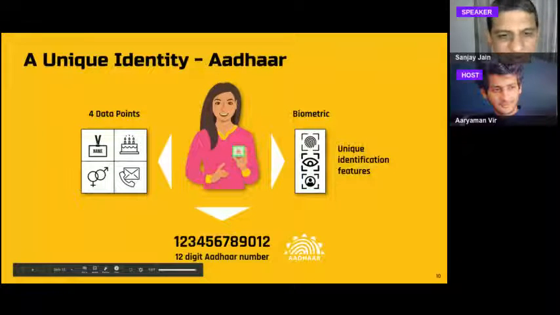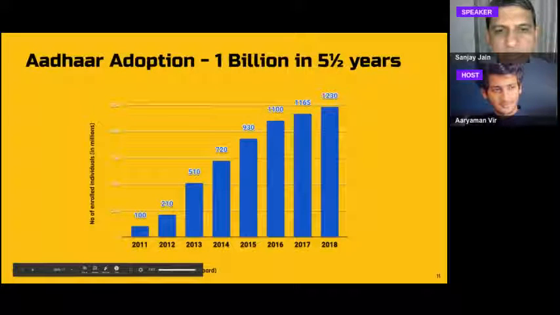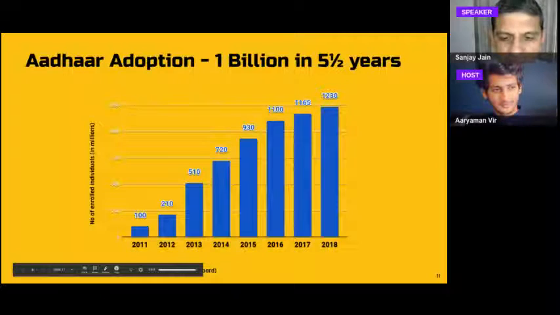So everybody knows about Aadhaar. I'm going to skip it for a minute. But the adoption was quite rapid. From the launch in 2010, we reached 1 billion in about 5.5 years. And today we have about 95 to 98% plus population covered by Aadhaar.